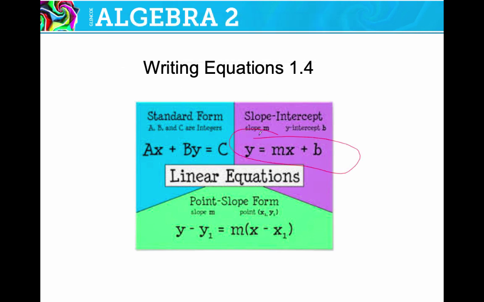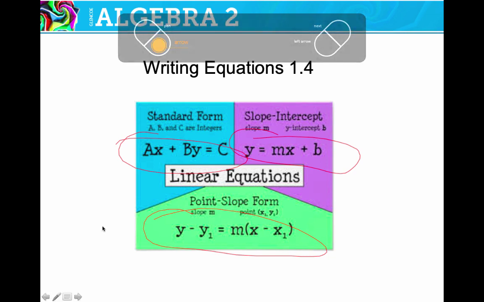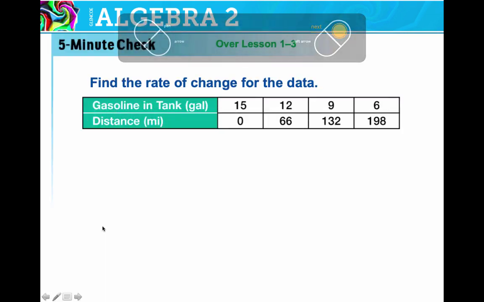Slope-intercept, y equals mx plus b, something you've probably seen before. Point-slope form, you've probably seen that before as well, haven't used it quite as much. And same thing with standard form. Maybe you've been exposed to it, but we'll see how much we have used it.